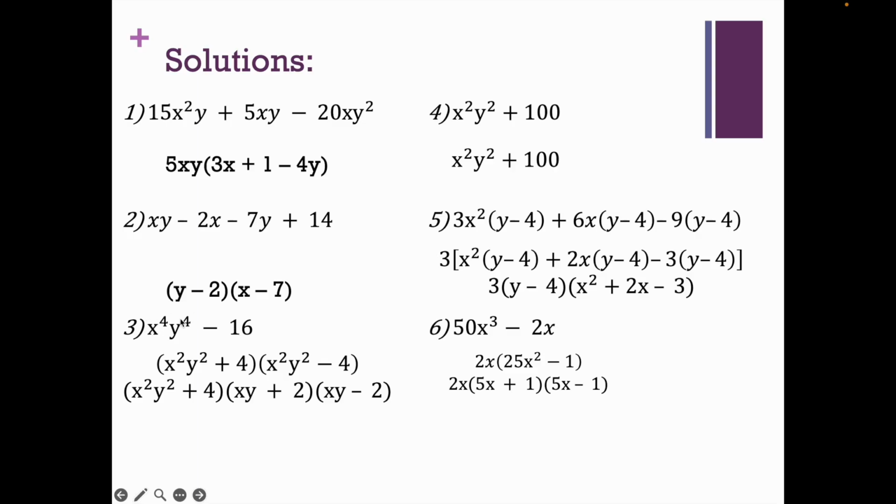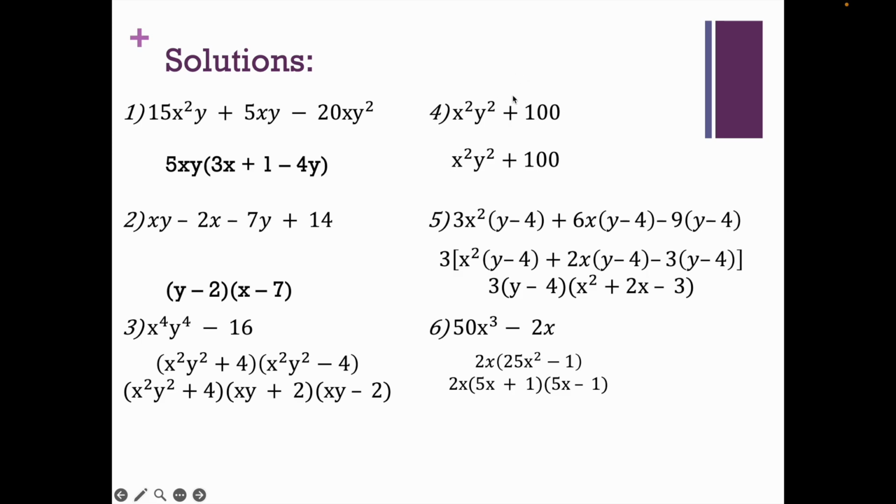In the third example, you do have a difference of squares. You're going to square root the first term, which is going to get you x squared y squared, and you're going to square root the 16, which is going to give you 4. But again, you need to watch out, because the second bracket that I have newly created is its own difference of squares, which I will have to square root and create 2 brackets for, which will become xy plus 2 and xy minus 2.